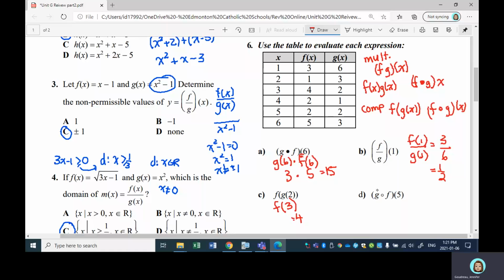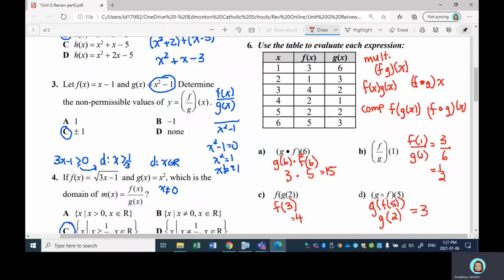See how g is listed first and f is listed second? That means the 5 is operating on the f, and then the answer is operating on the g. So we could write this as g at f at 5 if you were more comfortable with that. So f at 5, we can evaluate that's 2. The 5 operates on the f, and then the result operates on the g. g at 2 is equal to 3.